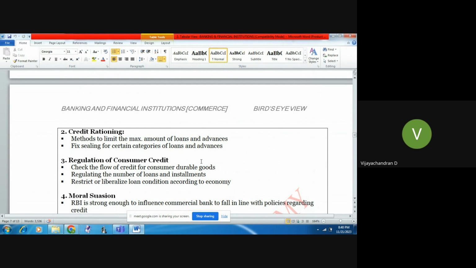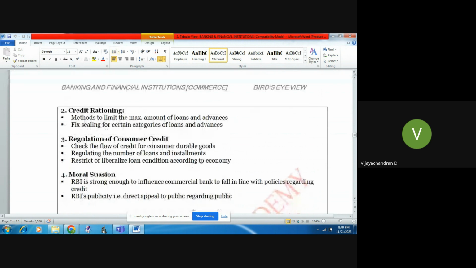They will fix the ceiling and the regulation of consumer credit. They will increase the installment. During inflation, when loans would be given more, they will follow stringent conditions. They will be very stringent in giving loans; there will not be a liberalized policy. They will follow a stringent policy in the case of inflation. During inflation, the installment will be lesser and the down payment will be very high. So the regulation will be fixed during inflation.